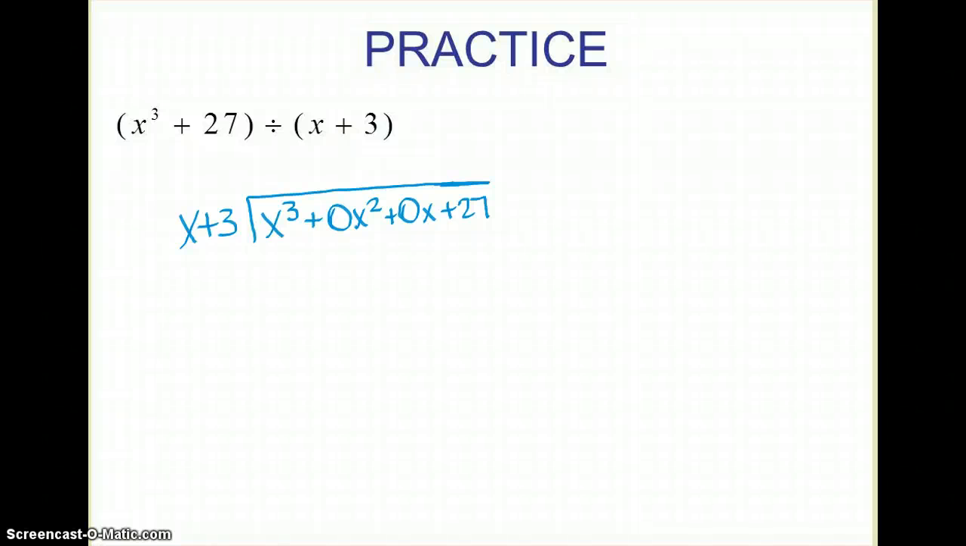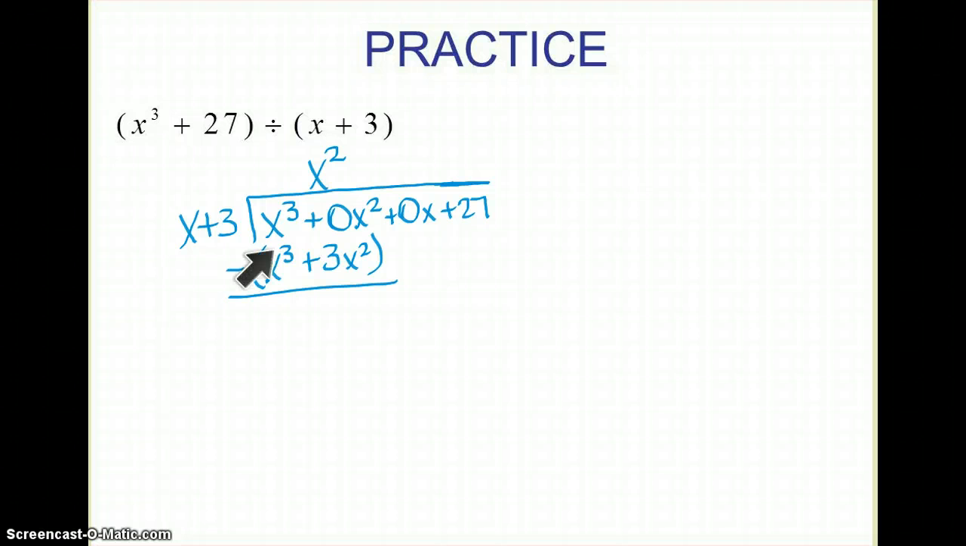Now again, I'm going to concentrate on how do I get x to make just my first term. If the plus 3 part works out, great. If not, we'll deal with the remainder. So x into an x cubed means I need an x squared. So I'm going to multiply those out. X squared times x plus 3, and I get x cubed plus 3x squared. And then I'm going to subtract that.